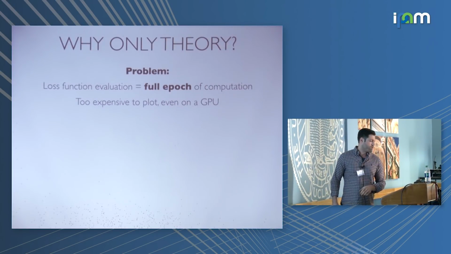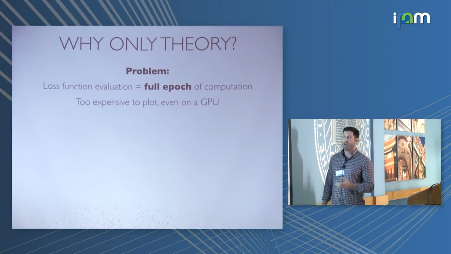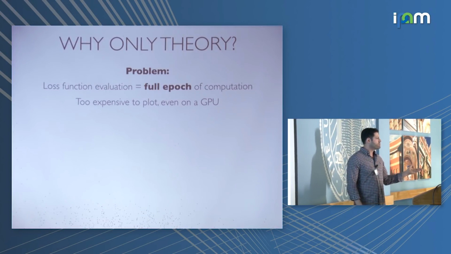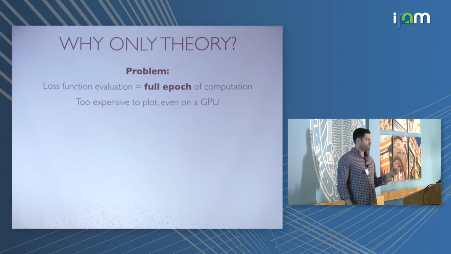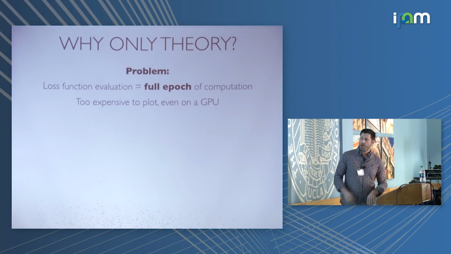But this is an area where we mostly rely on theory. And the reason we rely on theory is that evaluating the loss function is really expensive. You have to loop over the entire training data set. You have to do a full epoch of computation just to evaluate the loss function once. And so it's really hard to see what these things look like.